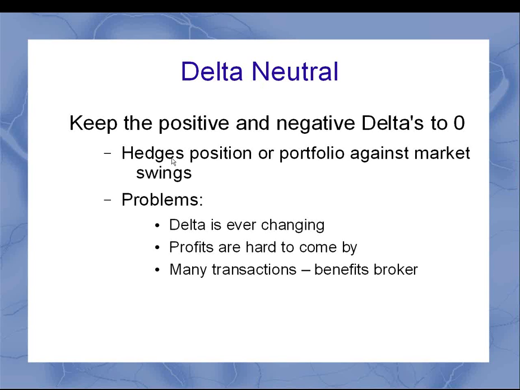The problem I've always had with this in my experience in trading is that delta is ever changing. The stocks always fluctuate in price. Okay, some large cap stocks may not move that much, but you always see changes in the stock price. So delta is ever changing, which means you're constantly adjusting the positions to keep in that delta neutral and close to 0 range. Profits are harder to come by, and with that many transactions to try to keep delta neutral, it benefits your broker. It might not really benefit you.